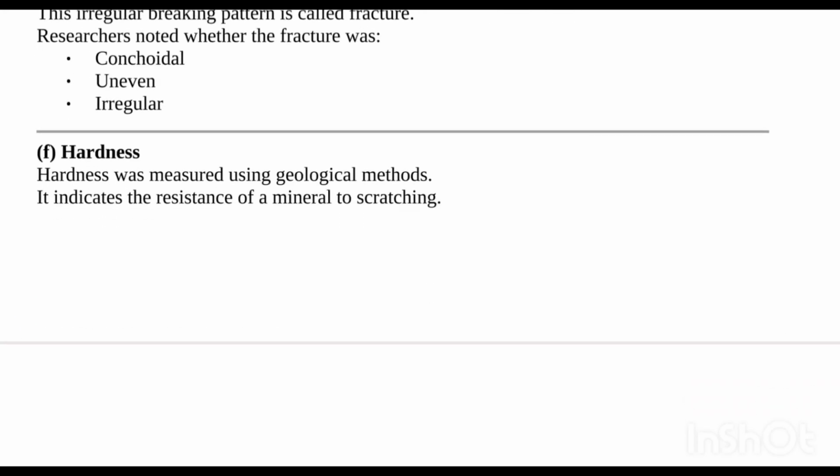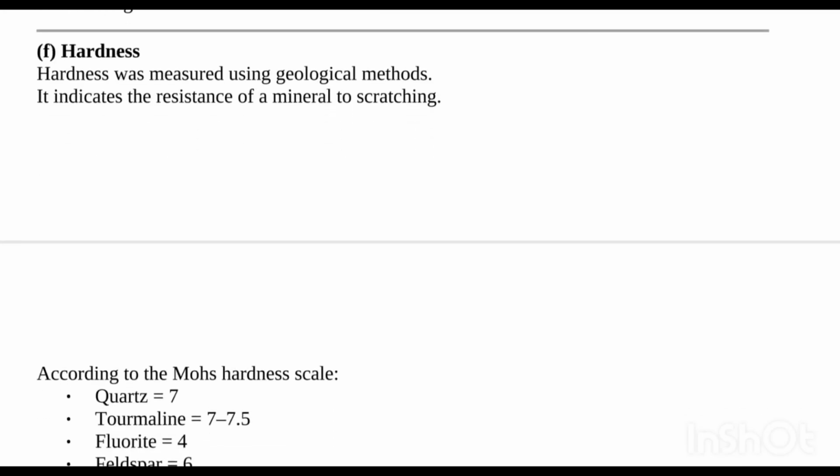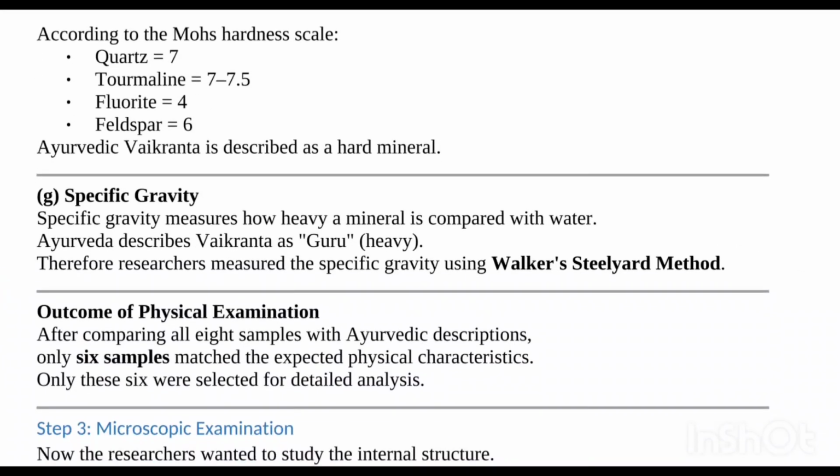Now the researchers studied the hardness using geological methods. It indicates the resistance of the mineral to scratching. According to the Mohs hardness scale, quartz has an average hardness of 7, tourmaline between 7 and 7.5, fluorite 4, feldspar 6. According to Ayurveda, Vaikrant is described as a hard mineral.